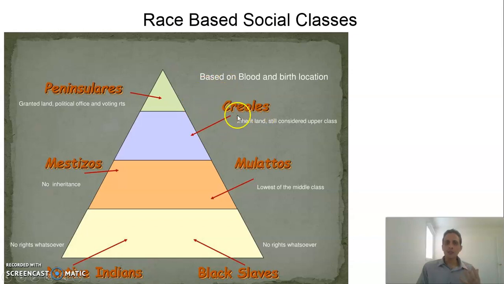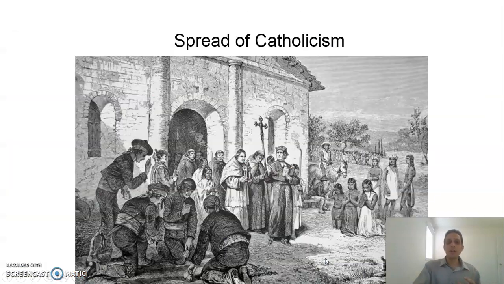Your next class, the Creoles. The difference here is that they're born in the New World. So they're of Spanish background, but they're born in the New World. And there are varying degrees of mixtures that would put you in a lesser social class, all the way down to Native Americans and Africans at the bottom.